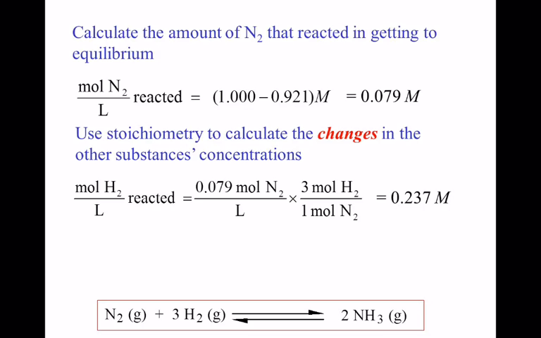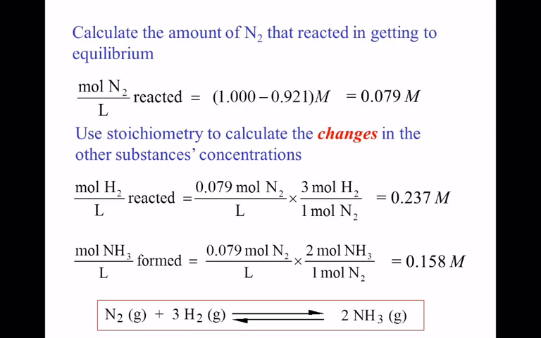We're going to do a similar thing over here for this change right here. And the relationship is 2 moles of ammonia for every 1 mole of N2. Again, times 0.079 moles per liter N2, and that is equal to 0.158 moles per liter. This is one of the things we talked about in Gen Chem 1.